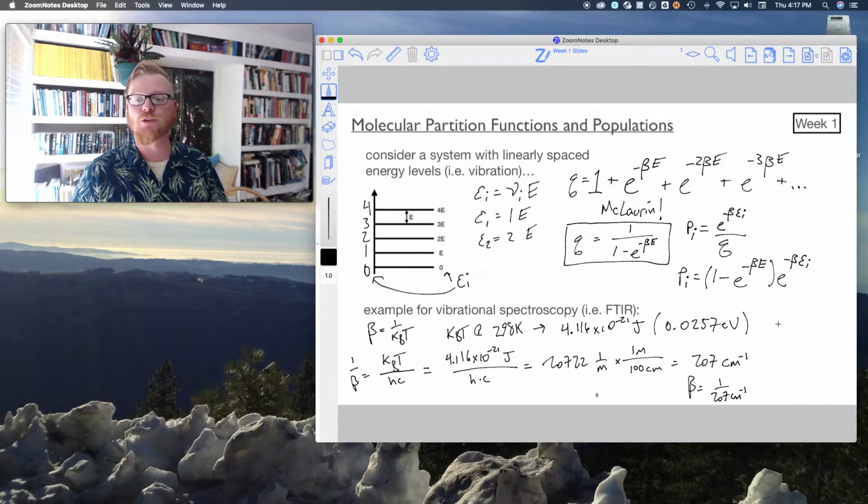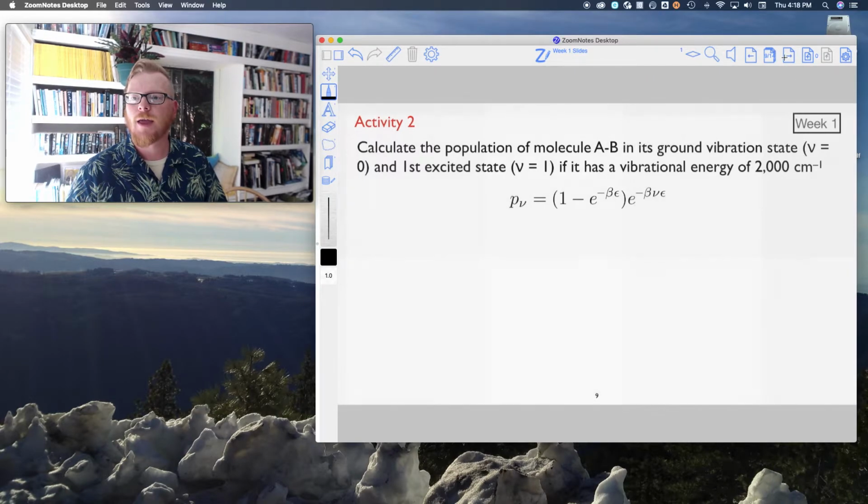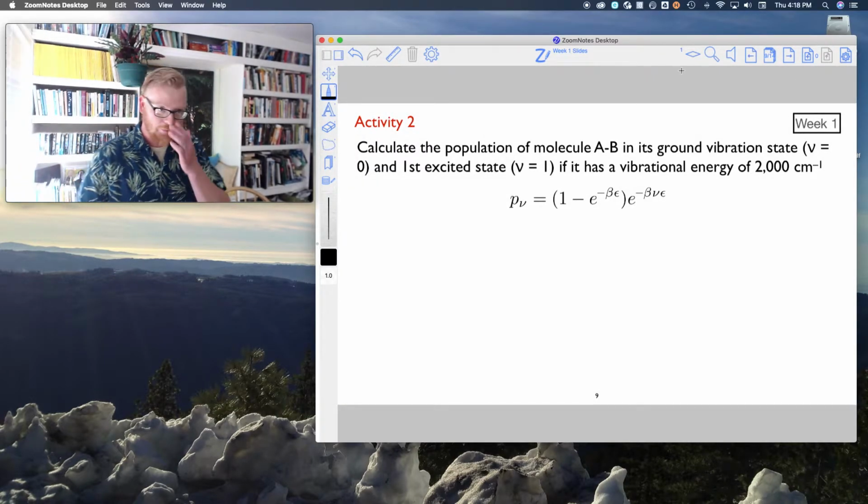And now what makes this useful is when I go up to this partition function, I can supply my value of energy in terms of wave numbers. Which is really, really useful if we were to use FTIR data, right? If we were to use the stretching frequency of, like, an OH bond at about 3,500 wave number, we could plug that into our equation directly. Okay, so let's do that. Let's keep moving forward. And so here's a calculation to make.